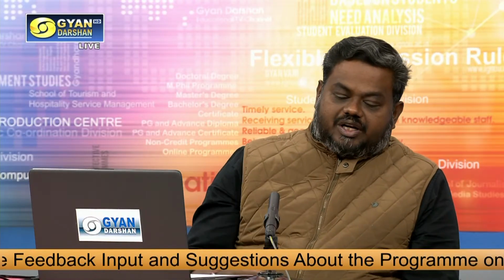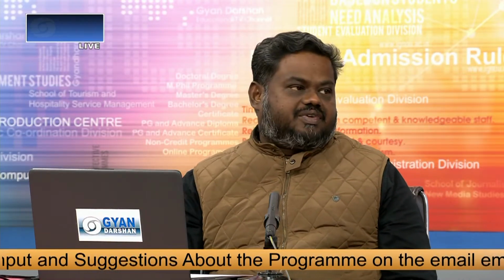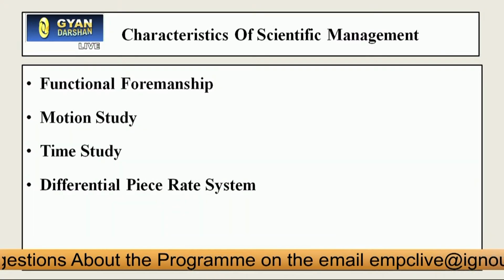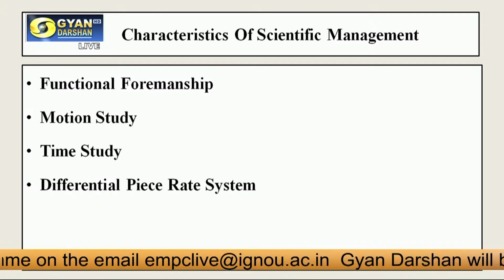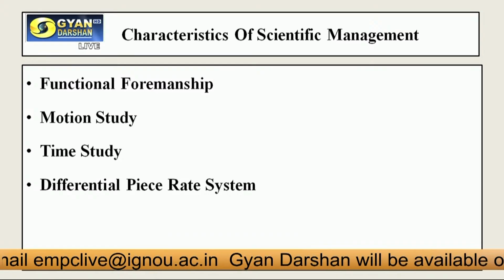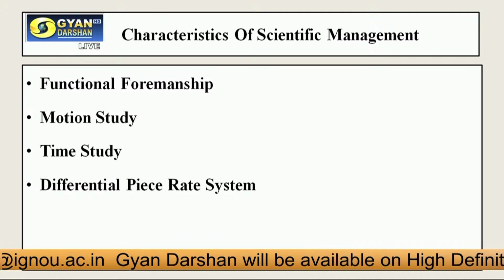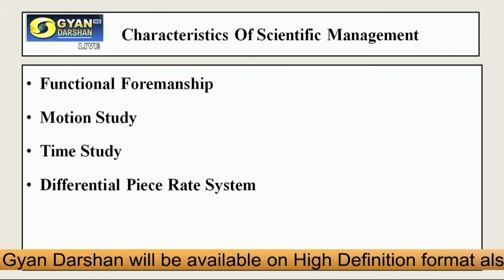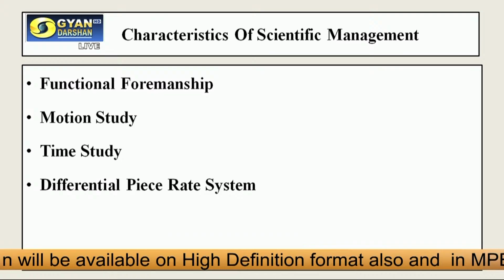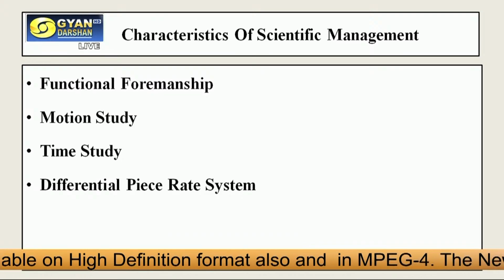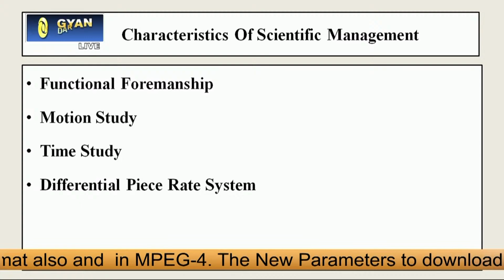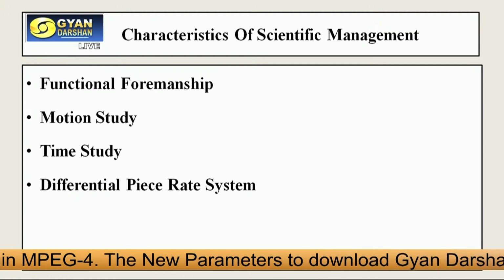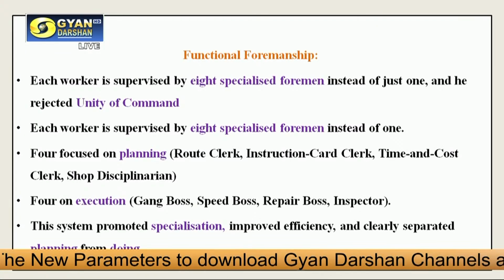So now we are moving into the characteristics of scientific management. When it comes to characteristics, Taylor has provided certain methods and techniques in scientific management. Here, I'm going to discuss the 4 important characteristics. One is functional foremanship, then motion study, time study, and another one is the differential piece rate system. So first we will discuss functional foremanship.